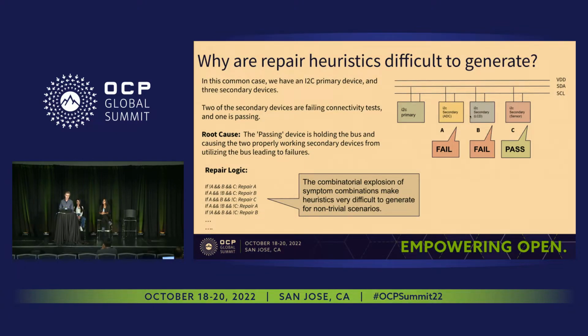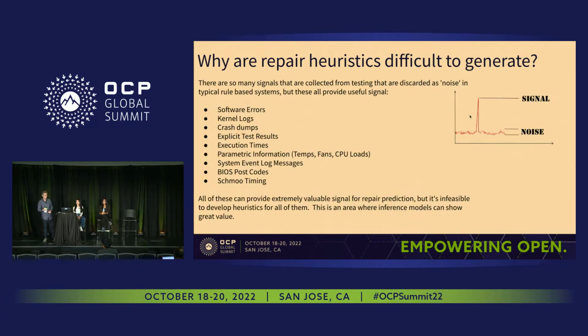You can write repair rules for this, right? You can imagine what this would look like. You'd say if any one of them is failing individually, indict that part. If multiples are failing, maybe you now need to start looking at the passing part. But if you start to try to write that repair logic, and I've done it here just to show this one simple example, you can imagine how this combinatorial explosion quickly gets out of hand, right? You need some math to help you.